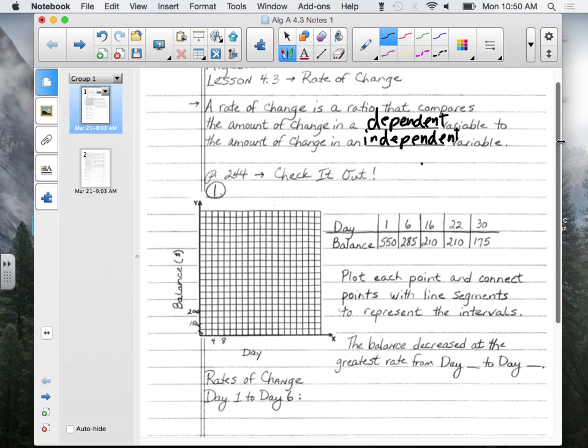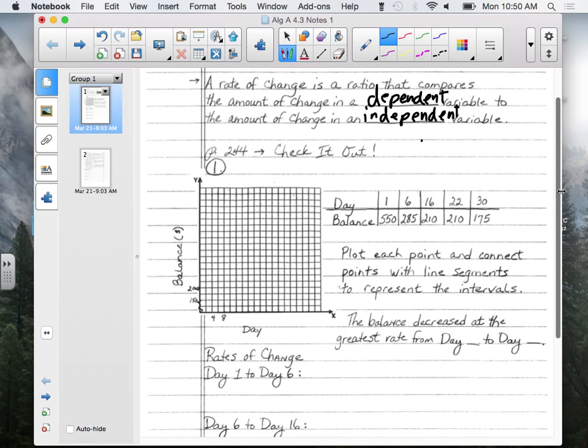So if you guys want to turn to page 244 in your book, we'll be doing Check It Out. Tori, can you read that problem for us, please? The table shows the balance of a bank account on different days of the month. Find the rate of change for each time interval. During which time interval did the balance decrease at the greatest rate? All right, thank you. So we're given a table of values, right? Yes, we are.